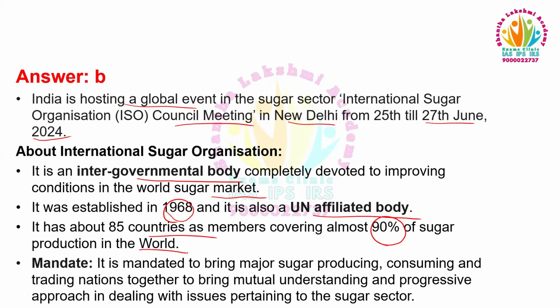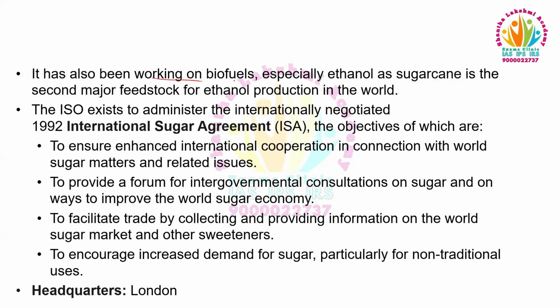Mandate. It is mandated to bring major sugar producing, consuming and trading nations together to bring mutual understanding and a progressive approach in dealing with issues pertaining to the sugar sector. It has also been working on biofuels, especially ethanol, as sugarcane is the second major feedstock for ethanol production in the world. The ISO exists to administer the internationally negotiated 1992 International Sugar Agreement.